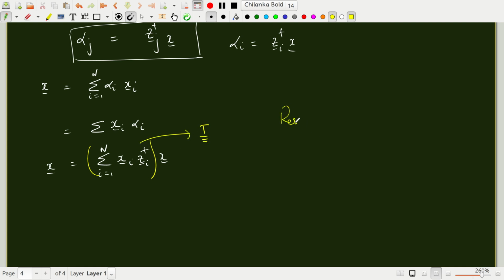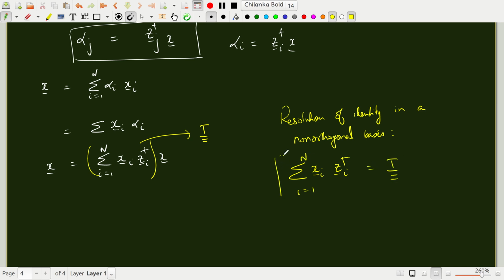So this is the resolution of identity in a non-orthogonal basis set. What is it? It's simply that summation xi zi dagger, i equals 1 to n, is the identity matrix. This again tells you that the original basis and the reciprocal basis form a complete set.